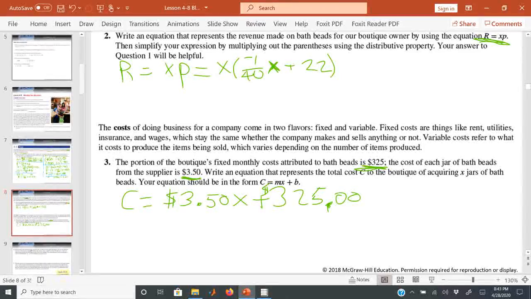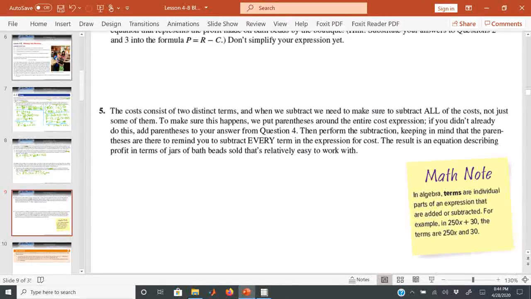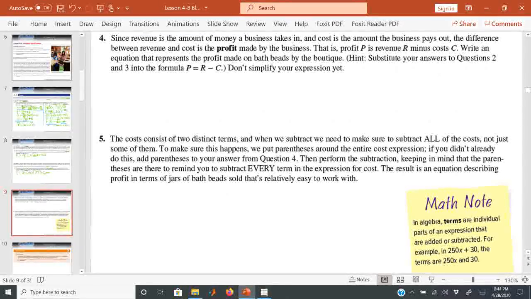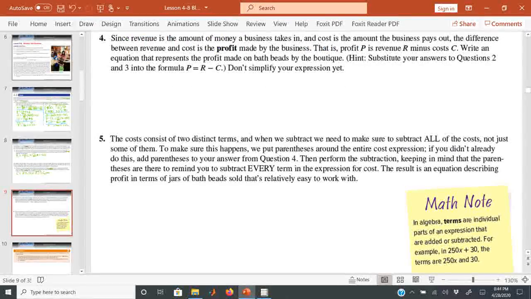Okay. So the equation now says however many jars you sell, we're going to have to multiply that by 3.50 to see how much we pay the supplier. We're also going to have to pay $325 for our fixed costs. That's going to be the cost of selling the jars. Okay. Question 4, I believe, starts talking about revenue and profit. So once you've answered question 4, restart the video and we can discuss the answer.